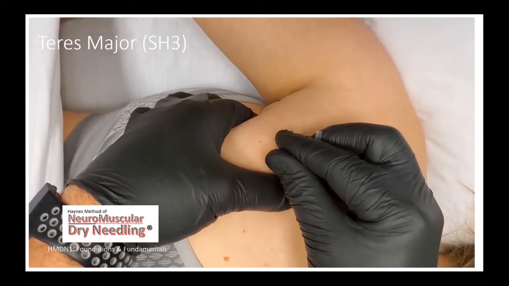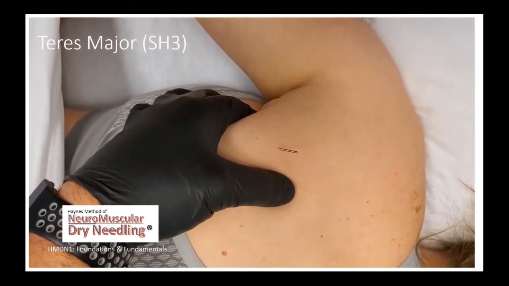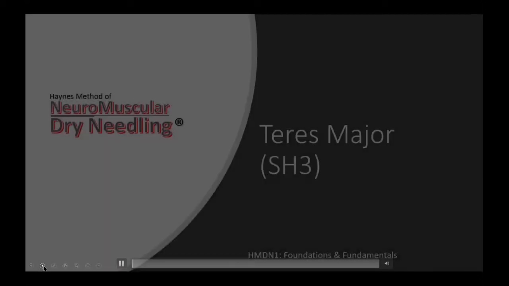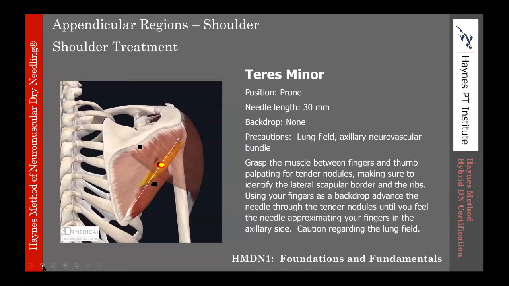In a perfect world, you're trying to get your maximum bang for your buck, getting the most muscles with the fewest amount of needles. Teres major, at times teres minor, mainly teres major, and latissimus can be needled at the same time. And so finally, let's hit teres minor.